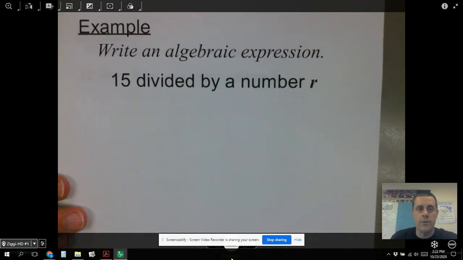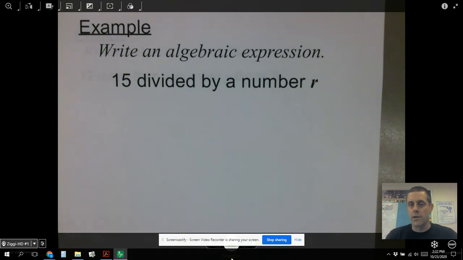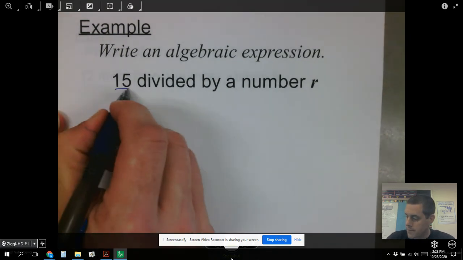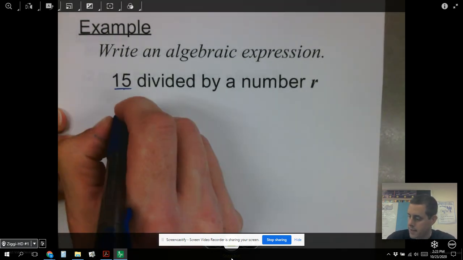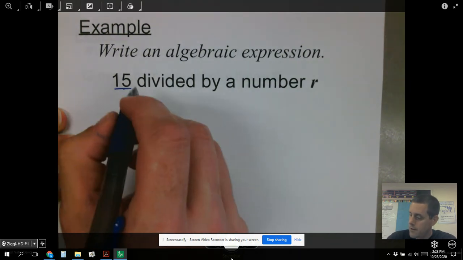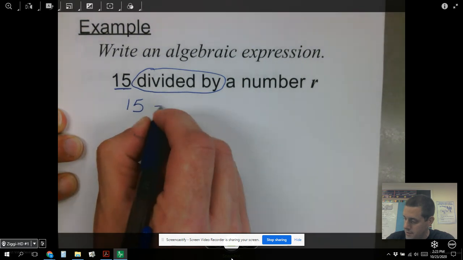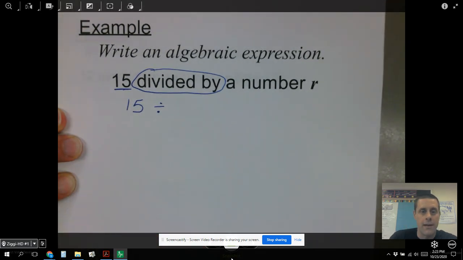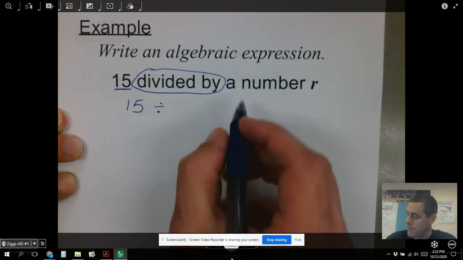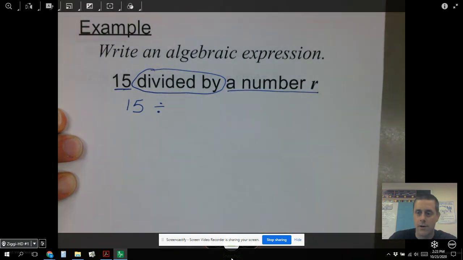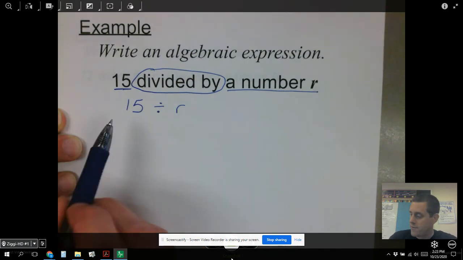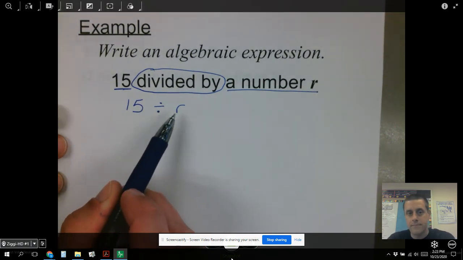All right, let's do another example together. The verbal expression: we have 15 divided by a number r. This was pretty straightforward. First part of our expression, just the number 15. The next phrase we have is divided by. Obviously, this is division. So I'm going to put my division sign. And then what are we dividing 15 by? We're dividing it by a number r, an unknown value represented by the variable r. So I have 15 ÷ r.